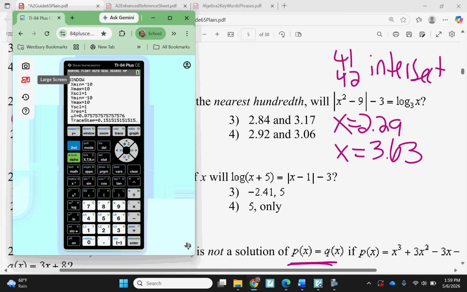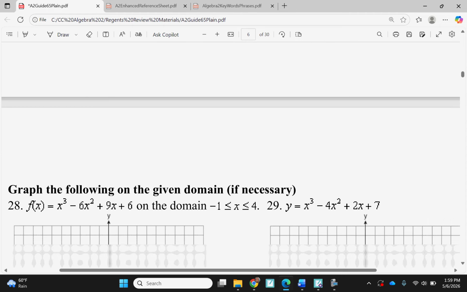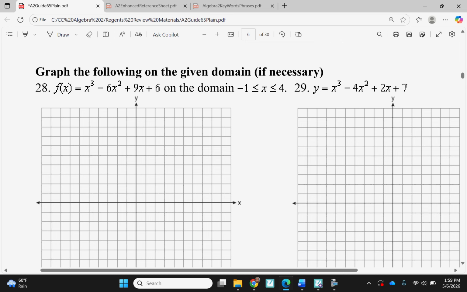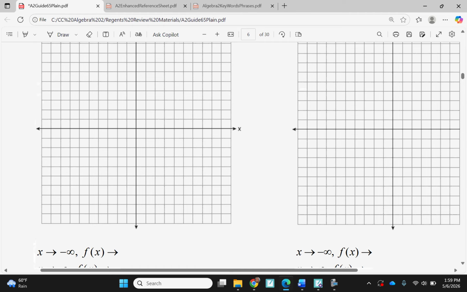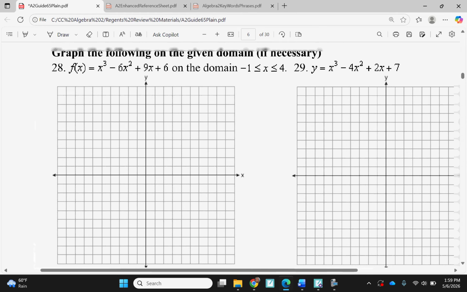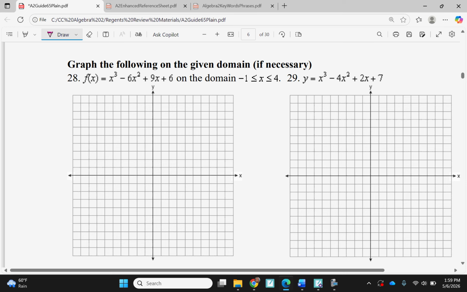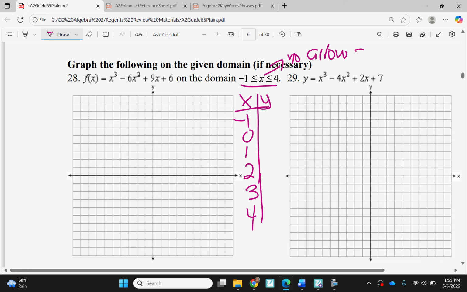Let's keep on rolling. We've got graphs, specifically polynomial graphs. To graph anything, just type it into y equals. If it's giving you a domain, that means that I'm only graphing it from -1 to 4. So those are the x values that I'm going to copy down, and no arrows. If there is no domain, then I will put arrows, and I'm just going to plot what fits. The graph is from -10 to 10, so I'm only going to plot the points from -10 to 10.